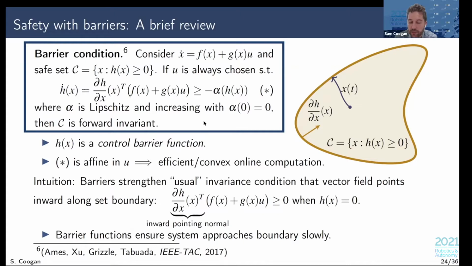The reason control barrier functions are quite useful is that this constraint here, with the asterisk, is actually affine in the control input U, which means that for a particular state X, I can efficiently compute online a control action that satisfies this constraint. And there's some intuition here that barriers strengthen the usual invariance condition where you need the vector field along the boundary to point inside. What we do here is we actually require the vector field even on interior points. They can't point too far outside. And basically, we make sure that the direction that they point doesn't push it to the edge of the unsafe set too quickly. Good.